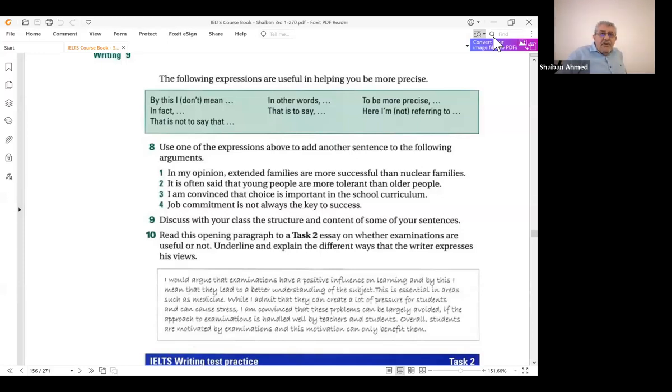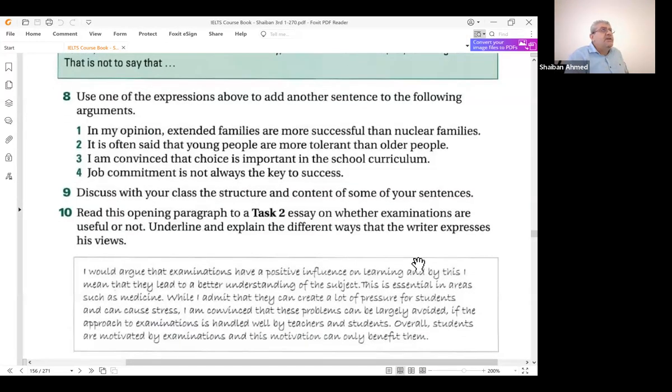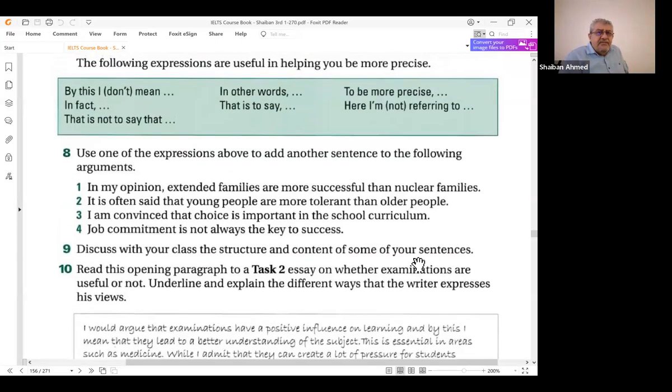Okay, now we have 4 sentences about topic development. Topic development. Now, as I said, if you want to develop a point, okay. We have, in my opinion, number 1. Do you think, or which one you think is more successful, small family or big family?